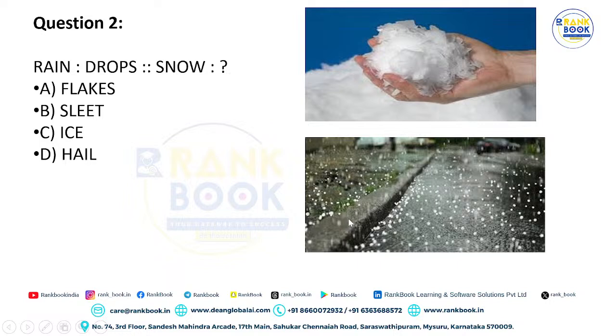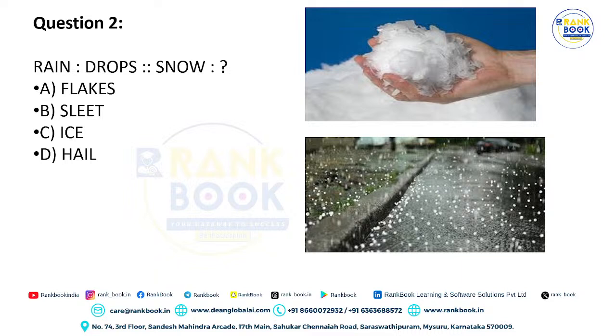Now what is hail? Hail is something like small hard balls of ice. Usually, if you look at them, both are very similar, but the difference is that both are frozen precipitation, but they occur differently at different times of the year. They occur in different seasons, in different times of the year. Other than that, both are frozen precipitation, right?